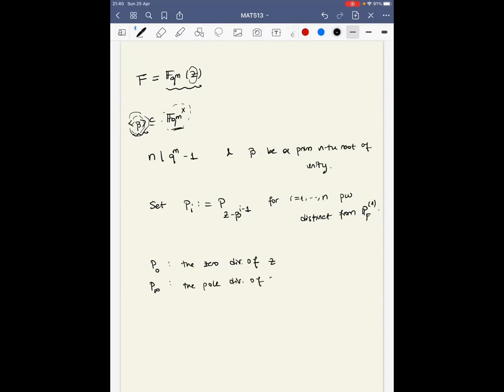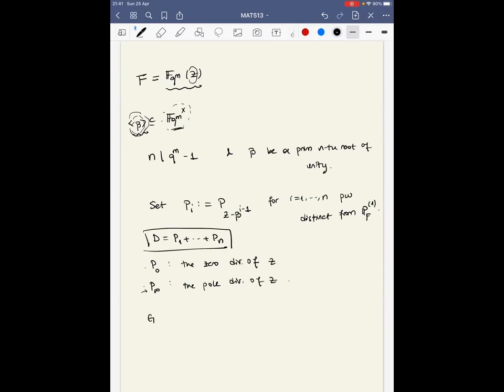Consider the pole divisor of z. Here D is going to be the sum of these given distinct places. In the Reed-Solomon codes or generalized Reed-Solomon codes, we only consider the Riemann spaces depending on P_infinity, so that means they are functions which have poles only at P_infinity.